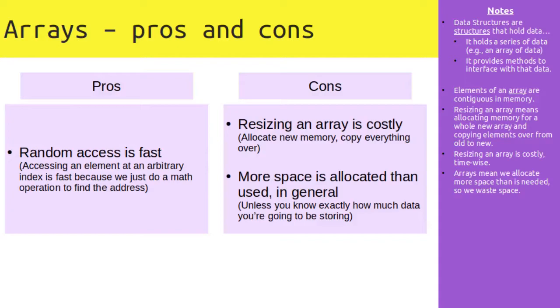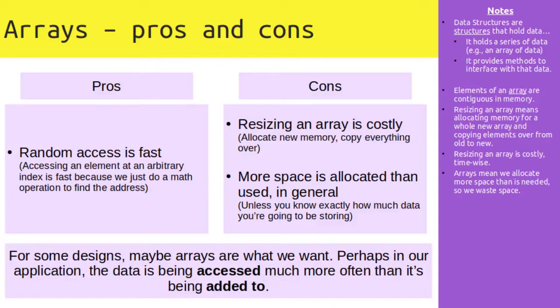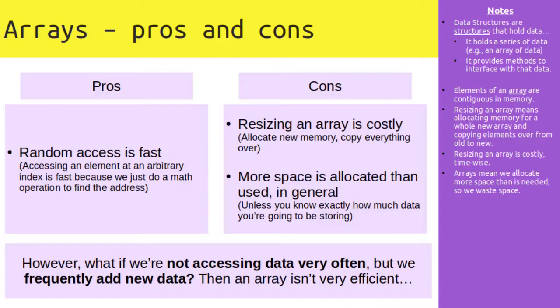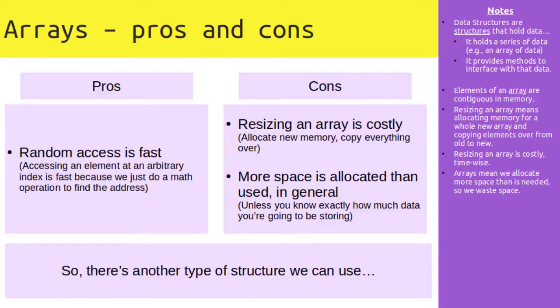It's very rare where we will know exactly how much space we need to allocate to store some data. For some designs, maybe arrays are what we want. Perhaps in our application, the data is being accessed much more than it's being added to. However, what if we're not accessing the data very often, but we frequently add new data? Then an array is not very efficient. So there's another type of structure we can use.